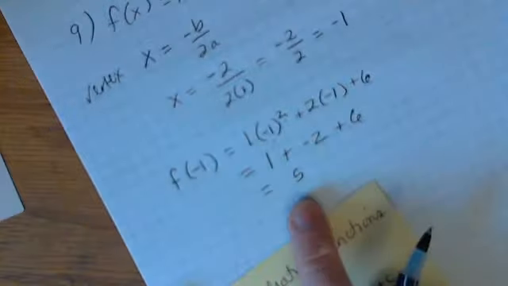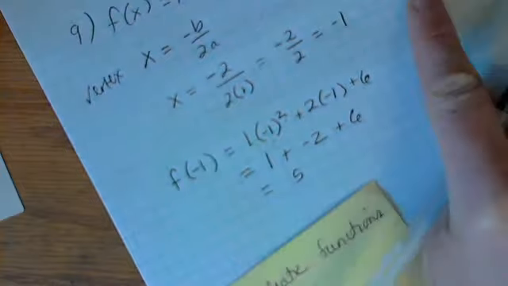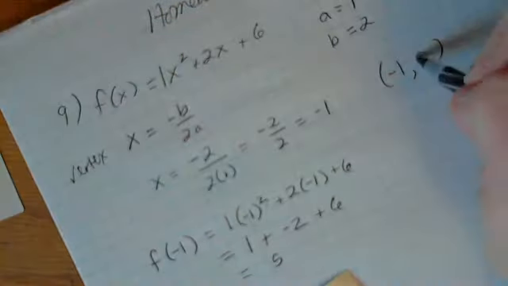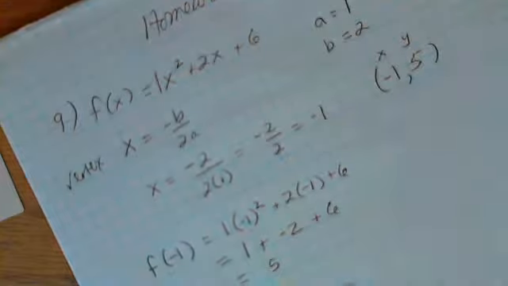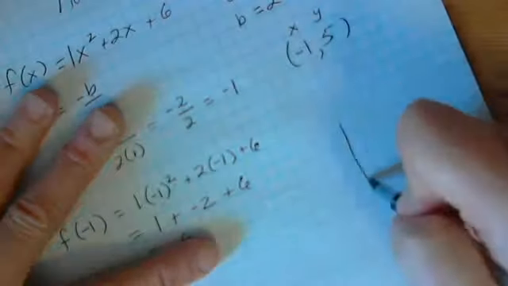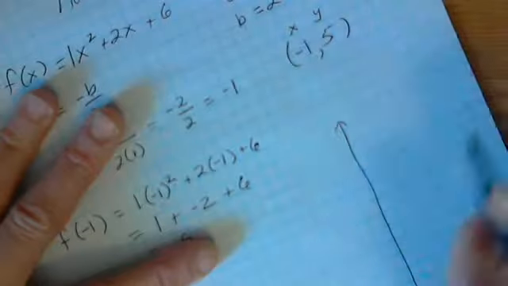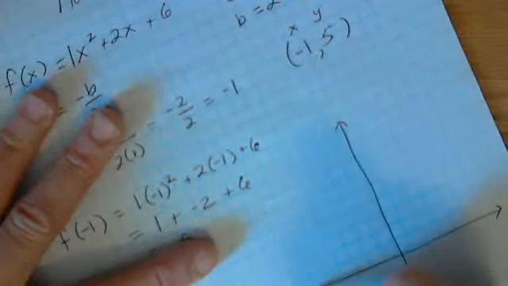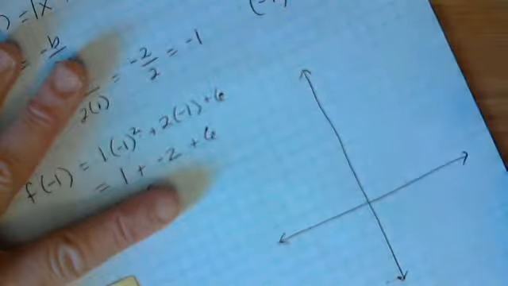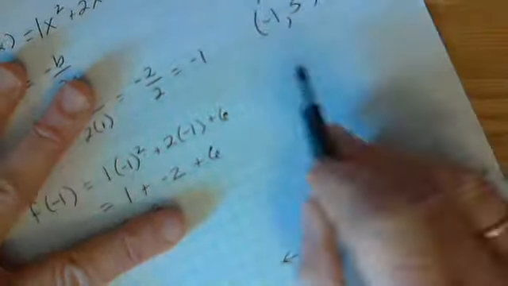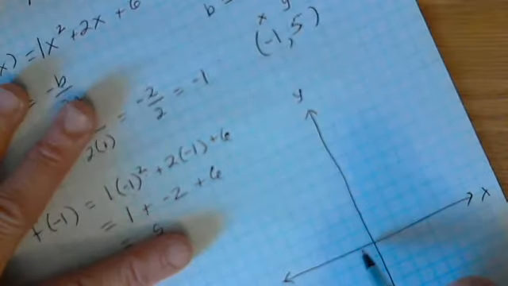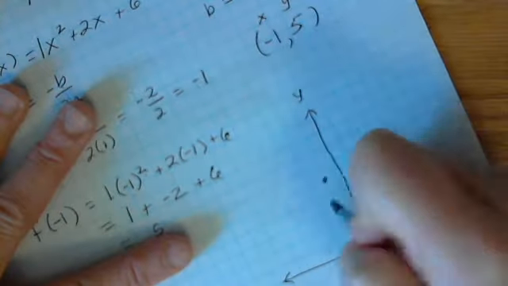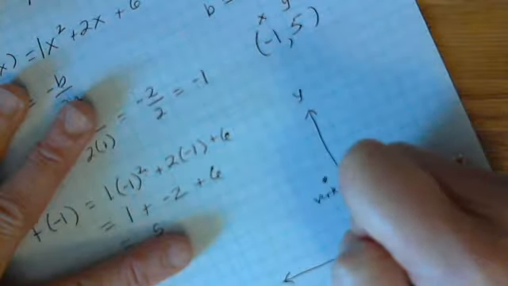Alright, what I've just found in the second step is the y value, the output for the x value negative 1 in my function. So right now I've got my vertex, negative 1, 5. So I need to get a graph ready. And let's make sure we have at least 5 spaces above the x-axis, y-axis. We're going to plot the point negative 1, 5. So from 0, 0, left 1 and up 1, 2, 3, 4, 5.